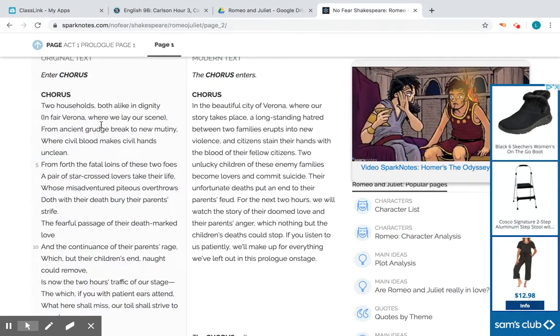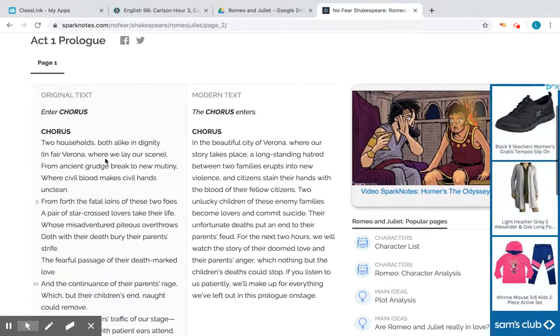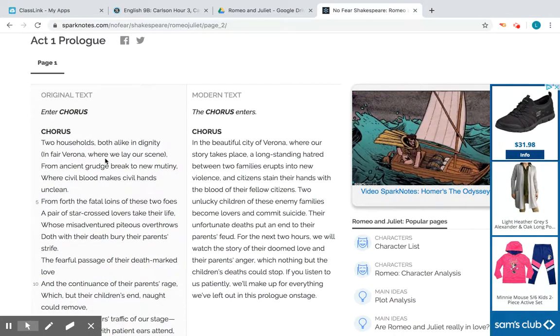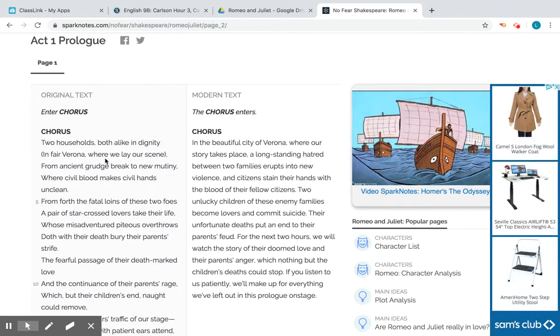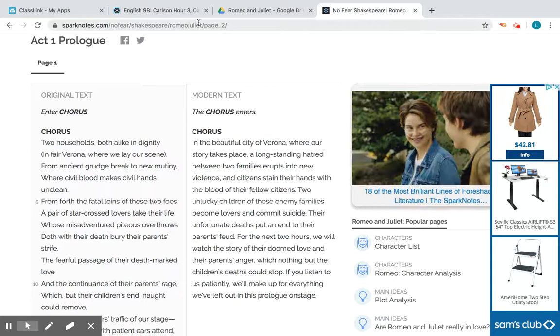And so it starts with a prologue. All right, the prologue is done by a chorus, and it kind of sets us up for what's going to transpire in the story. And so it begins. Are you guys ready?